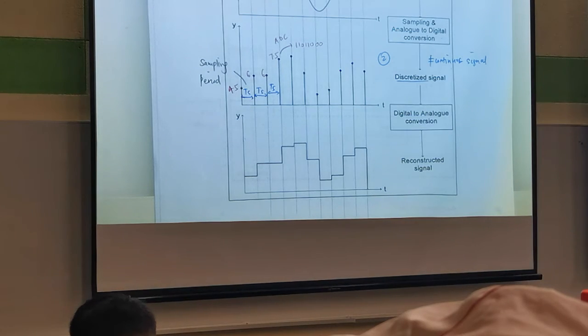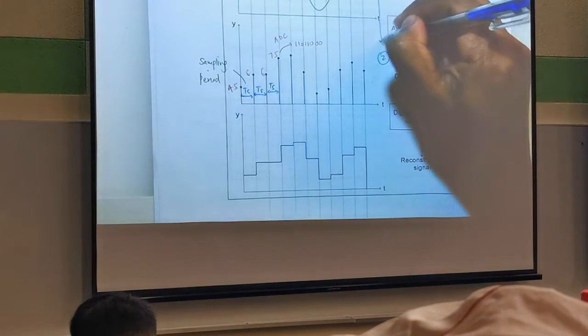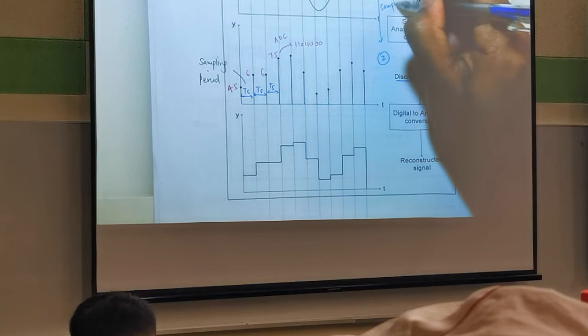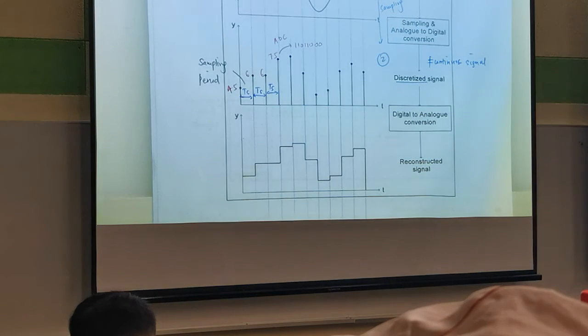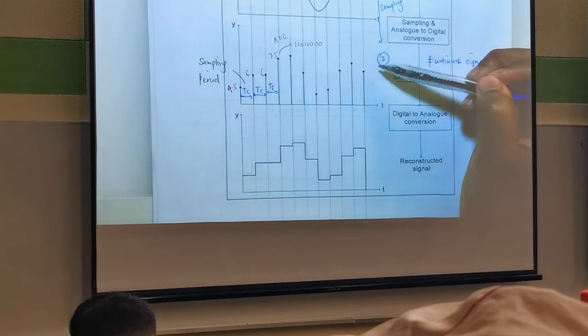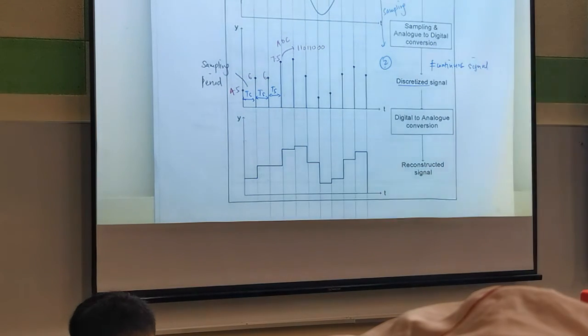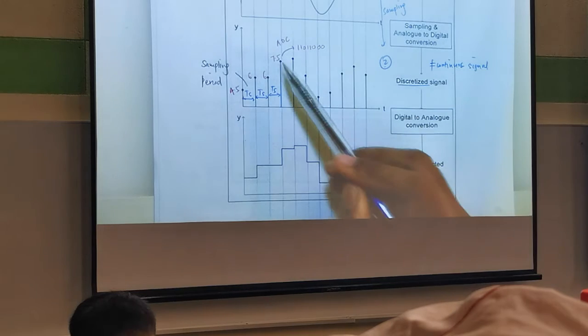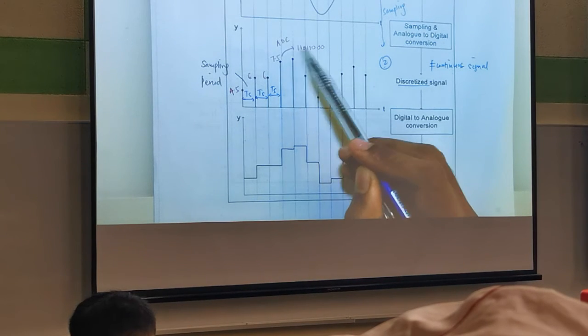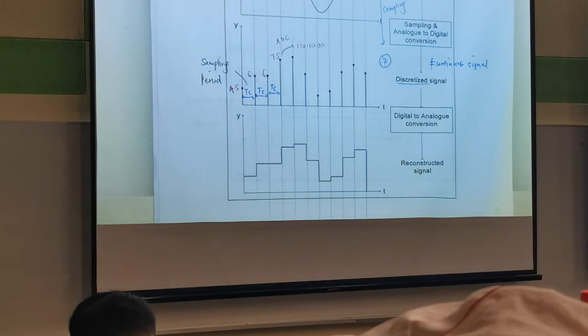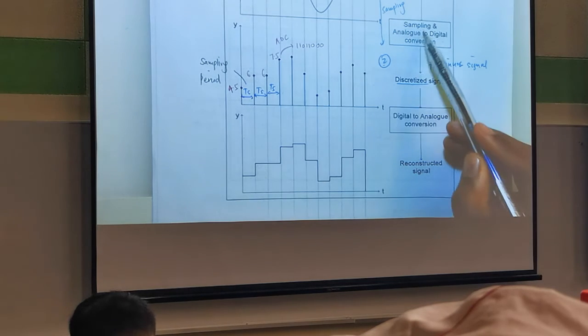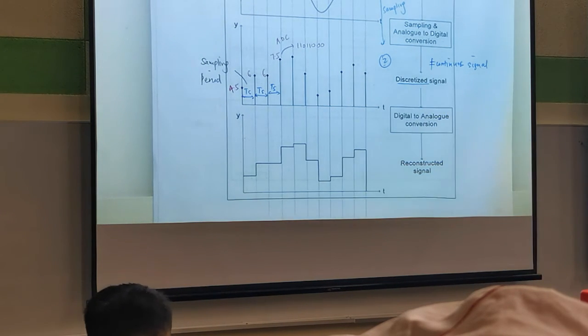What happened from 1 to 2? It is just sampling only. So please take note, two things are happening here. From 1 to 2, getting the points from the graph is sampling. Changing the value from analog to digital is the A to D conversion. They are both happening at this point. I just want to illustrate everything in one picture, so I just squeezed it in.